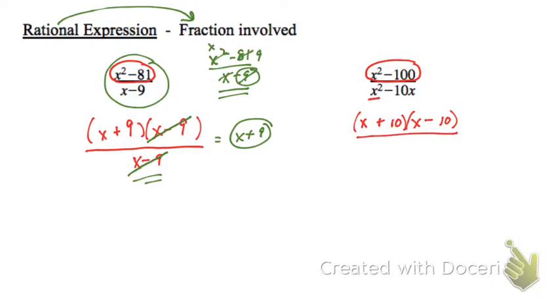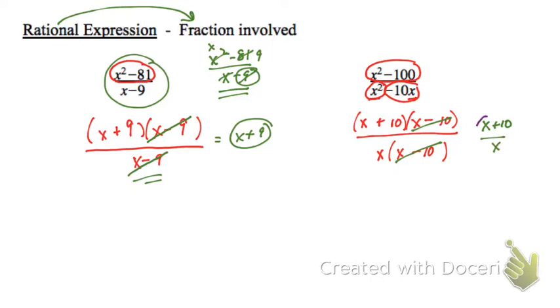What can I do with x squared minus 10x? Well, they both have x's, so let's take an x out of there. And what happens when I take an x away from an x squared? I have an x. Take an x away from minus 10x, I have minus 10. Then all of a sudden, you get to cancel the x minus 10s. And our final answer here would be x plus 10 over x.